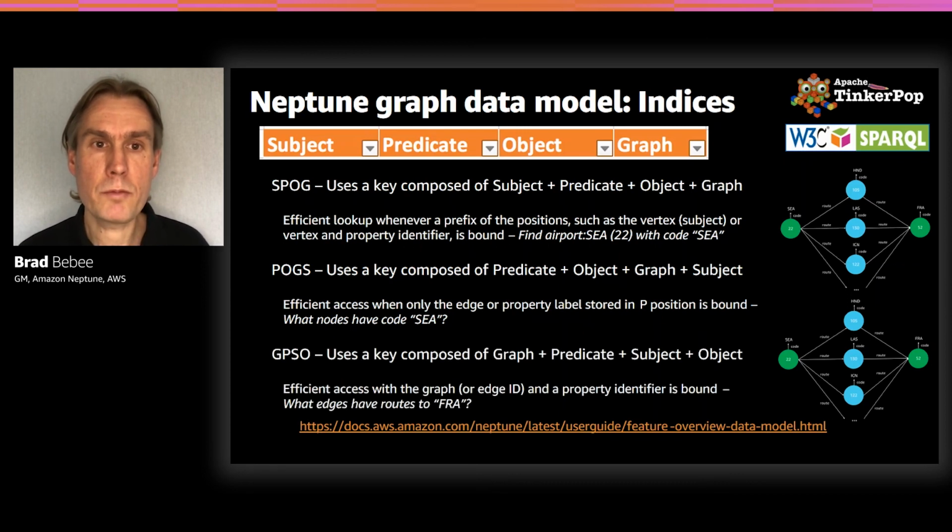The third automatically maintained index is the GPSO index, the graph, predicate, subject, object index. And that allows you efficient queries where you have the graph or the edge ID bound and the property value.